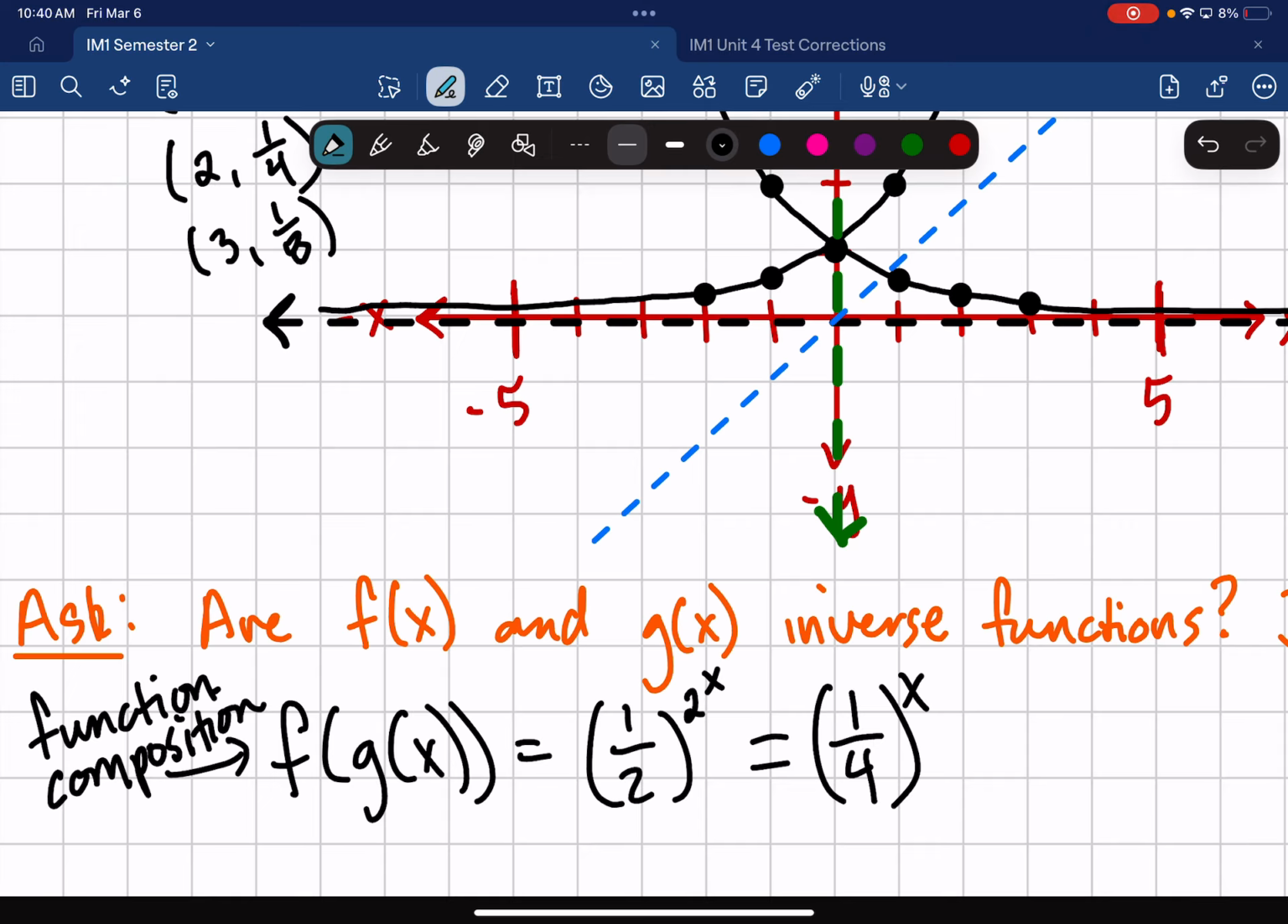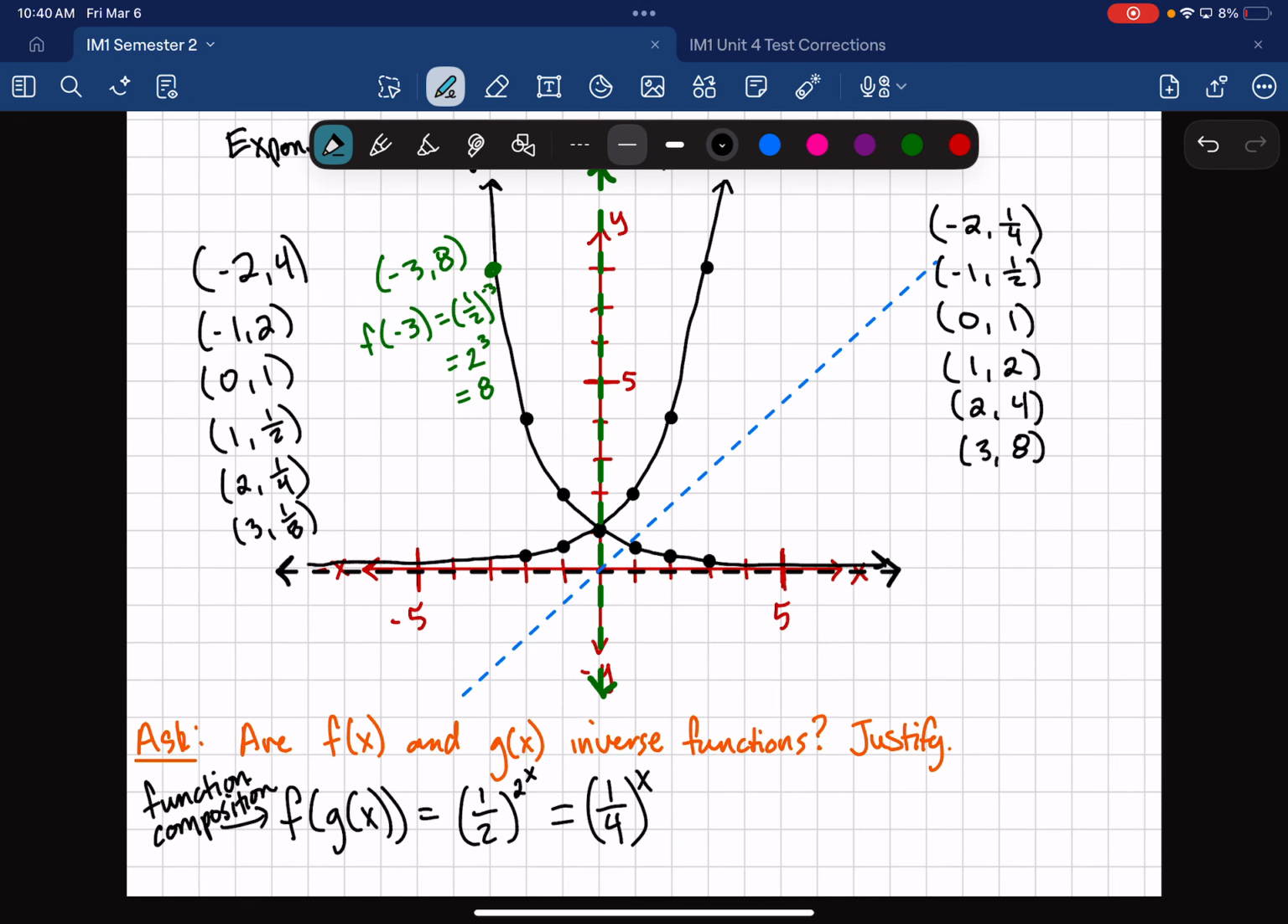No. These are not inverses. These are cool, they're related, but they aren't inverses. One is not undoing the other. So here, the answer to this: not inverse functions. And there's your justification. Little bit, not a ton.